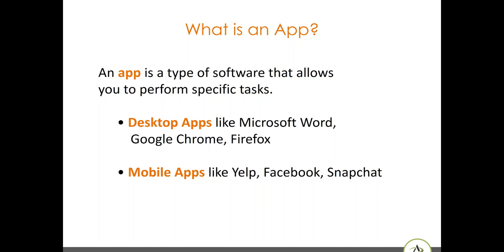So what is an app? Well, it's just simply a type of software. It just allows you to do one specific thing. And we're very familiar with desktop apps like Microsoft Word that we use for word processing, Google Chrome that we use as our search engine, Firefox, another browser, and then lots of mobile apps. And I just quickly put in three here: Yelp, which we know about, which helps you to find restaurants and so on in your neighborhood or where you happen to be, Facebook, and Snapchat. But there are literally millions of mobile apps. We're not going to talk about millions today, but we are going to talk about a couple of dozen.